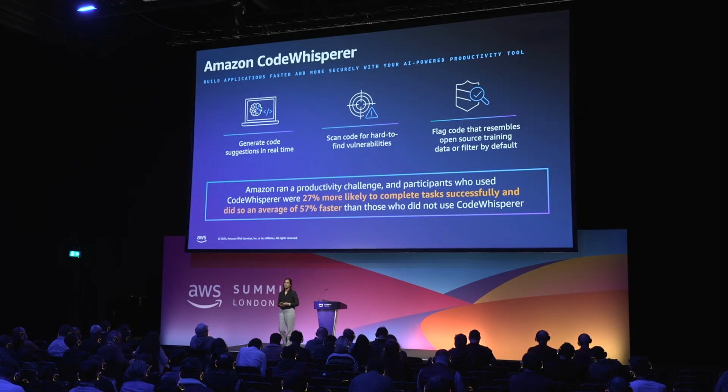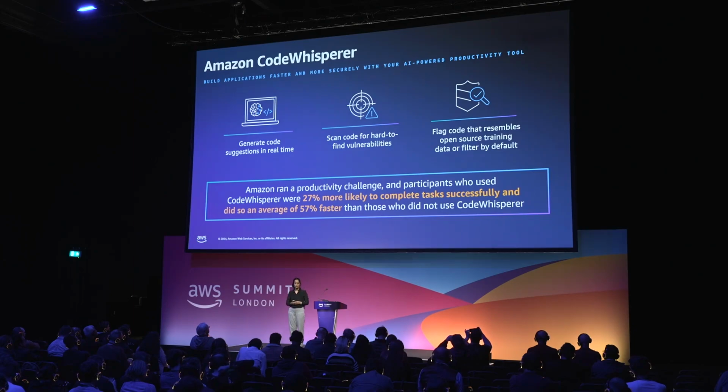Because Code Whisperer can generate a lot of code for you, it can accelerate developer productivity. During preview, Amazon ran a productivity challenge, and the participants who used Code Whisperer were 27% more likely to complete the task successfully and did so at an average of 57% faster than those who did not use Code Whisperer.